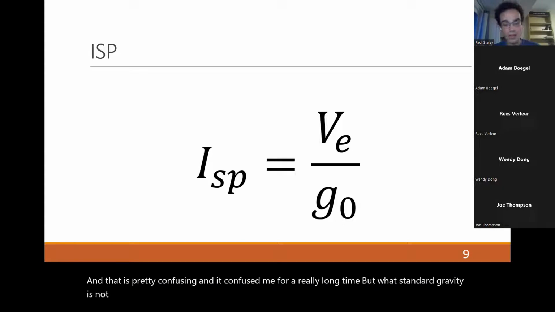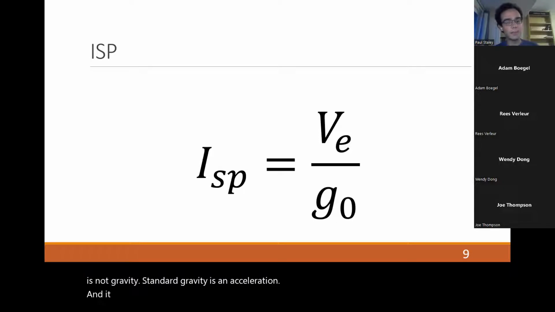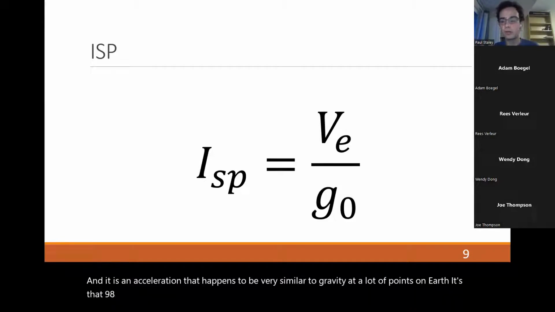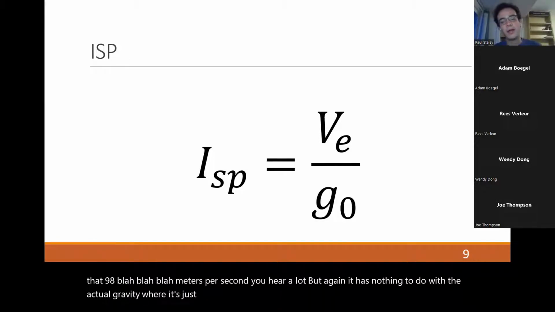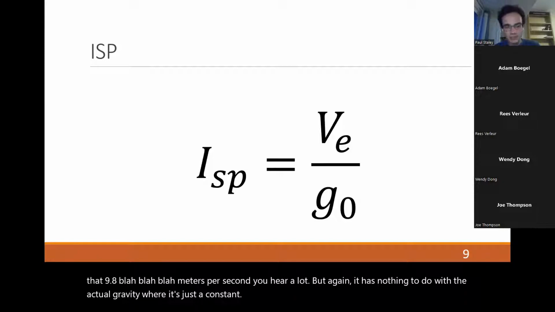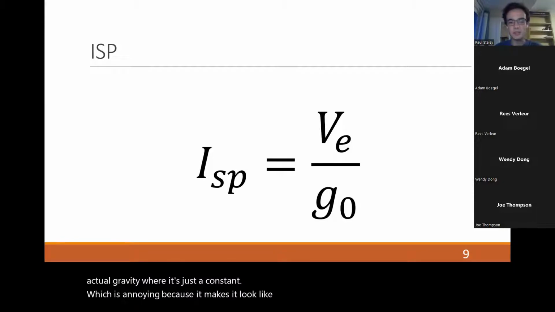Standard gravity is an acceleration, and it is an acceleration that happens to be very similar to gravity at a lot of points on Earth. It's that 9.8, blah, blah, blah meters per second you hear a lot. But again, it has nothing to do with the actual gravity where you are. It's just a constant, which is annoying because it makes it look like something with ISP has to do with gravity. No, it's just a scalar.